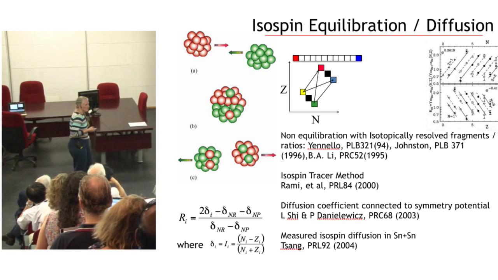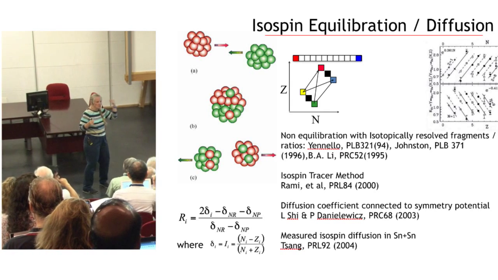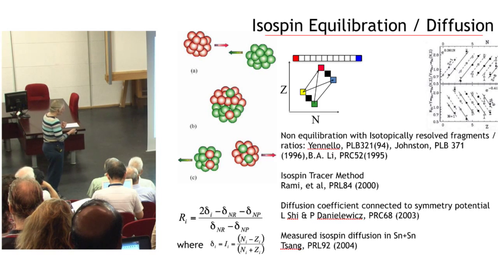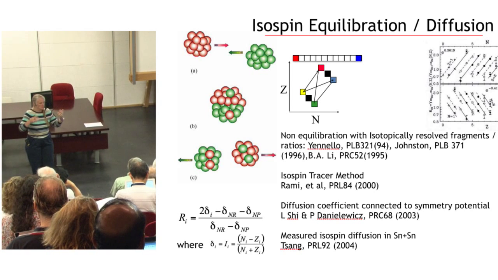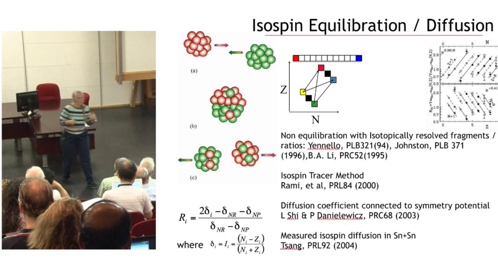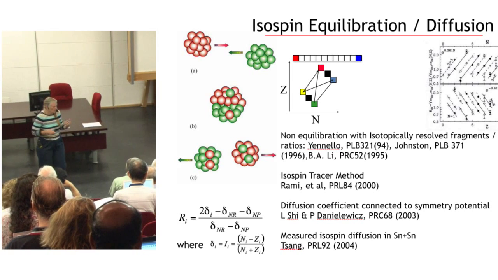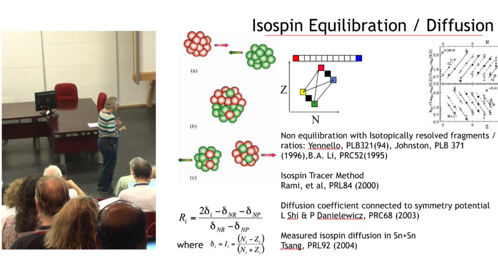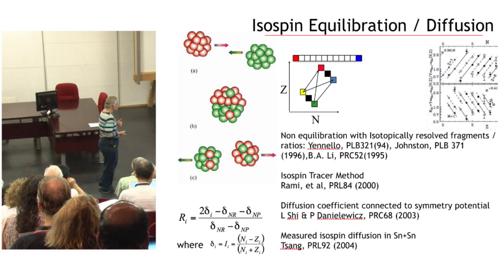Okay, so you use just different isotopes of tin, tin 112, tin 124. Other work has been done using isobars. You can triangulate this in multiple ways, but the idea is to control the N over Z of your reacting systems and measure the fragments that come out. You can look at yield ratios, or you can use this isoscaling technique.